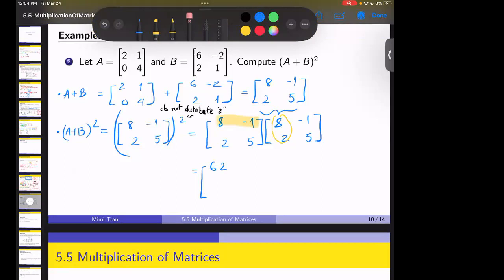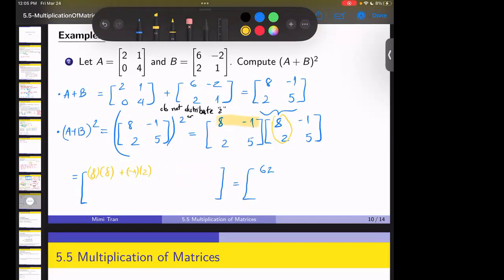Maybe I'll write it out. You guys look like you're hearing this for the first time. 8 times 8, plus negative 1 times 2, which is 62 there.